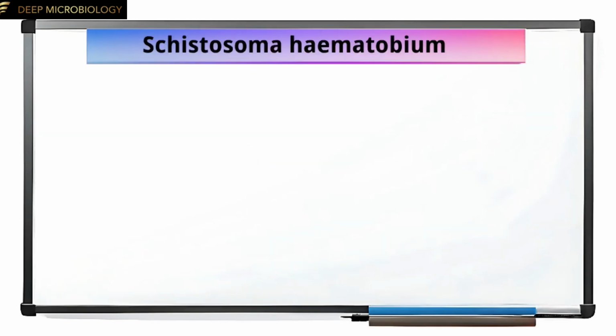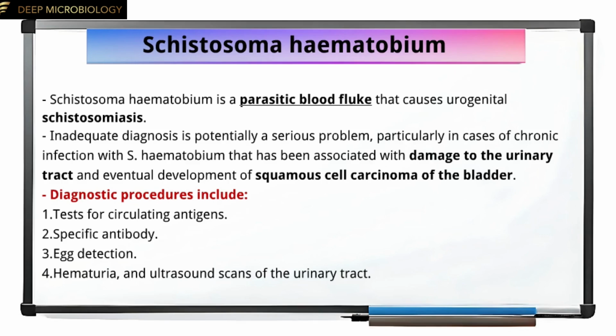2. Schistosoma hematobium. Schistosoma hematobium is a parasitic blood fluke that causes urogenital schistosomiasis. Inadequate diagnosis is potentially a serious problem, particularly in cases of chronic infection with Schistosoma hematobium, which has been associated with damage to the urinary tract and eventual development of squamous cell carcinoma of the bladder.